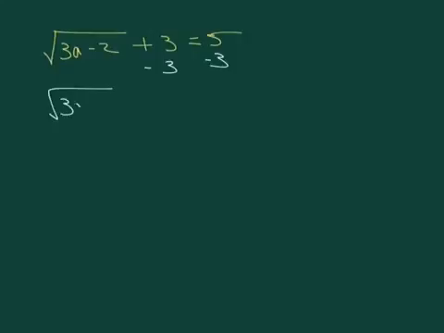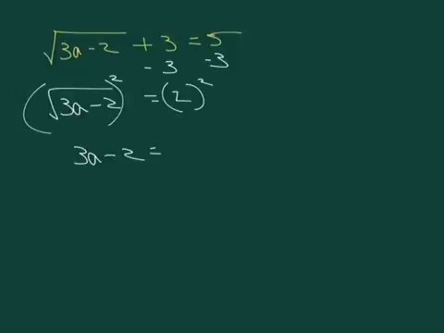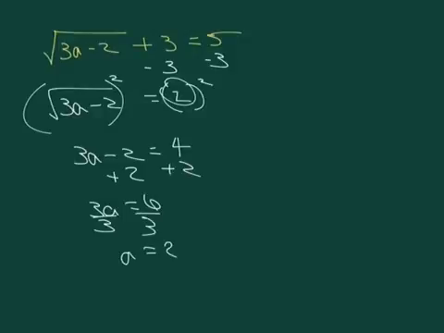And we're left with the square root of 3a minus 2 equals 2. That wasn't so hard. All right, next step, when we have a radical by itself on one side of the equal sign, we square both sides. The radical comes off. The 2 is squared. And we solve it just like normal. 3a then equals 6, divided by 3, a equals 2.